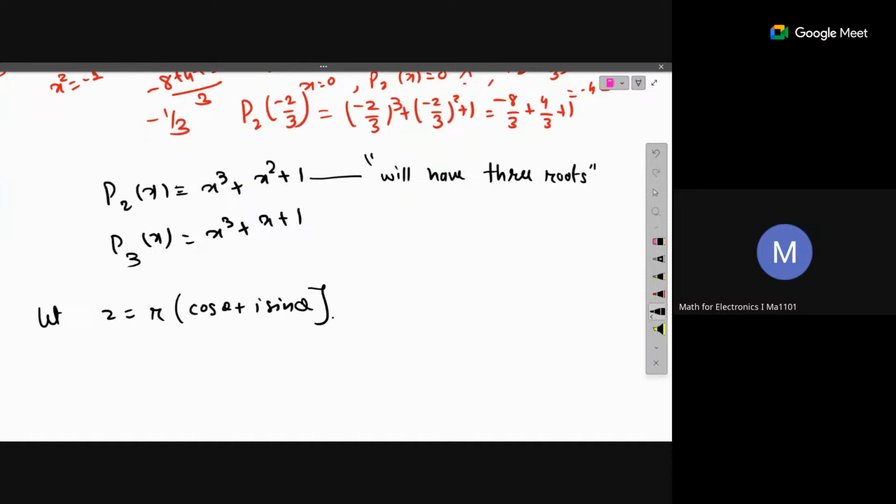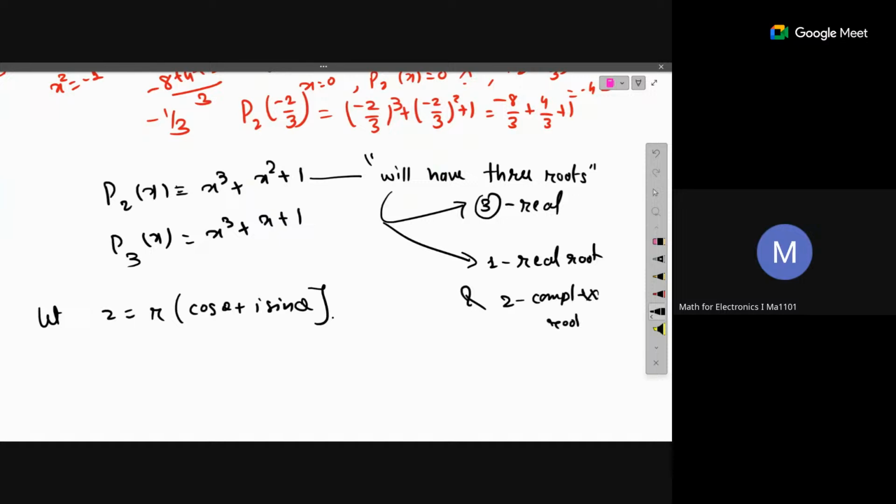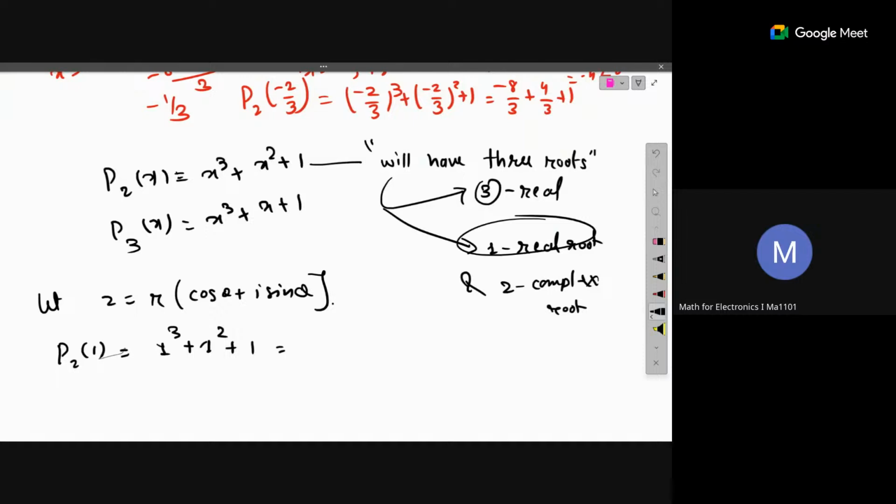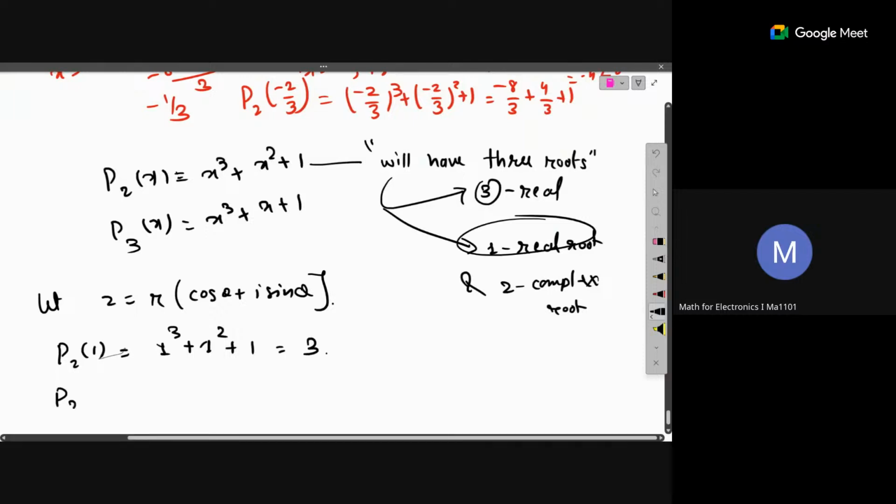It will have 3 roots because it is a cubic polynomial, and the 3 roots can come in 2 ways: either all 3 roots are real, or there will be one real root and 2 complex roots. If we find one real root, then we can say what the other roots will be. So let's try some hit and trial. P2 of 1 becomes 1 cube plus 1 square plus 1, which is equal to 3.